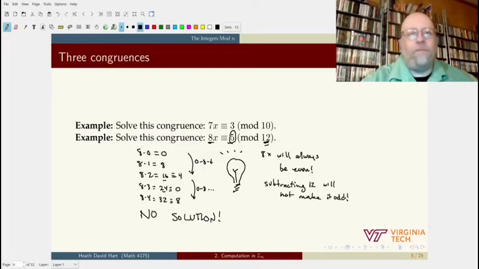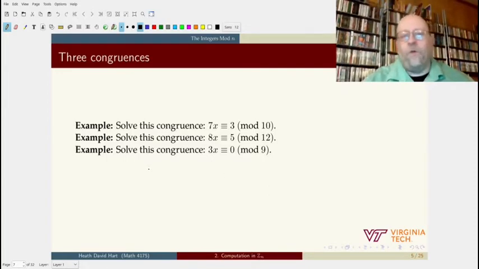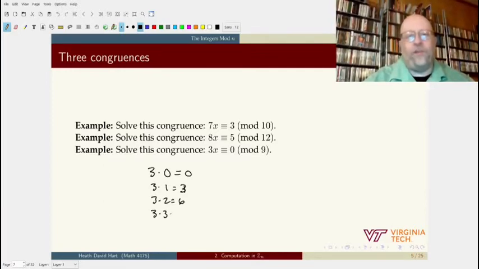Let's try one more. There are 3 congruences in this example. 3x is congruent to 0 mod 9. Well, one answer is pretty easy. 3 times 0 is 0. 3 times 1 is 3. 3 times 2 is 6. 3 times 3 is 9. And since we're in mod 9, 9 is also congruent to 0.